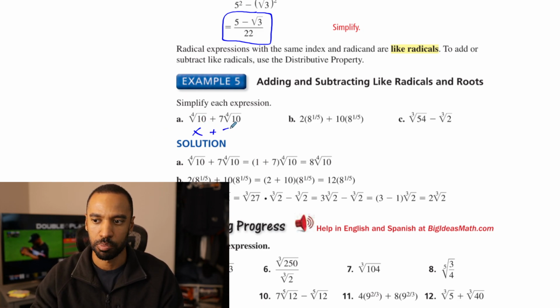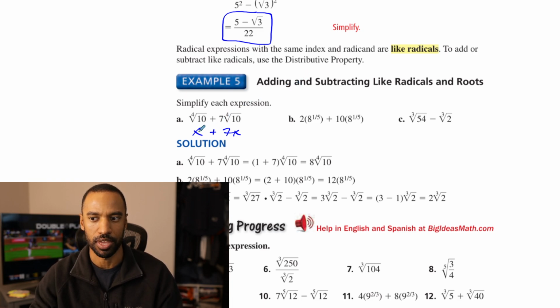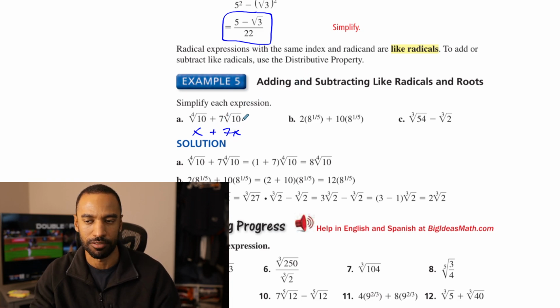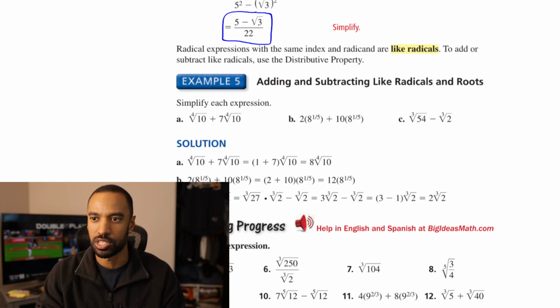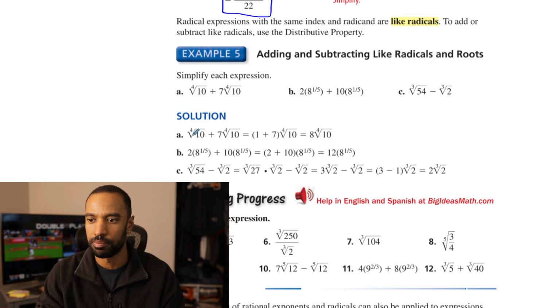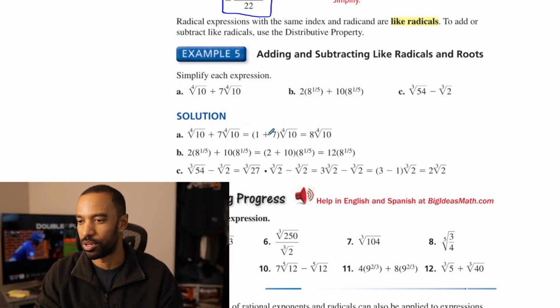So it's just like if these were x's. What if this said x plus 7x? We know that's 8x because of the concept that you can factor an x out of both terms. You're left with 1 plus 7, and that 8 times x gives you 8x. And same thing here. They're showing you on this question: 4th root of 10 plus 7 times the 4th root of 10.